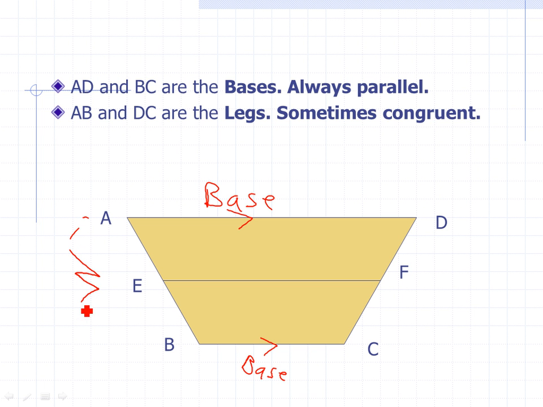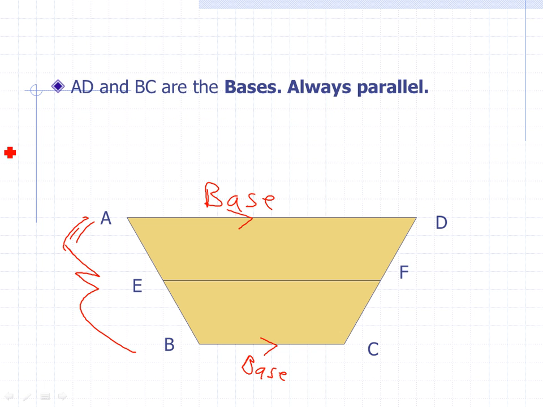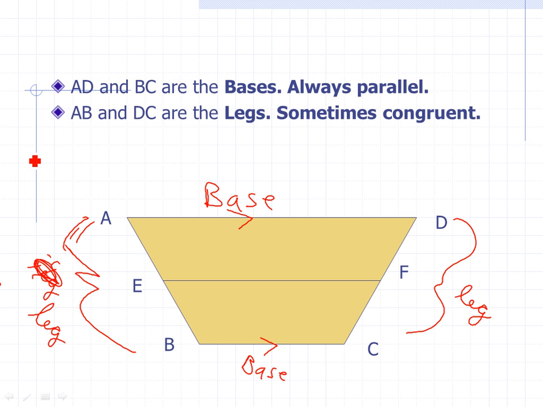These other two sides, this side over here, it's called a leg. That's a leg. This side over here is a leg. So the two sides that aren't parallel, the two sides that are not parallel, are called the legs. Sometimes they're congruent to each other.